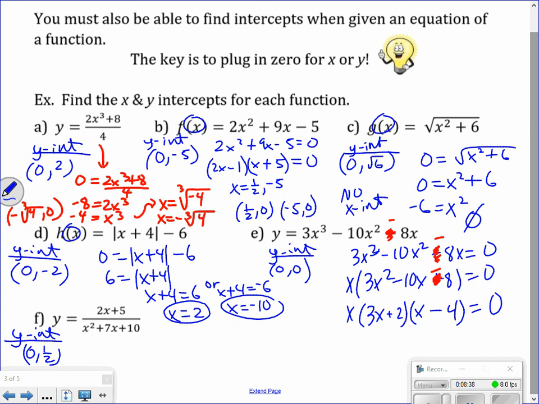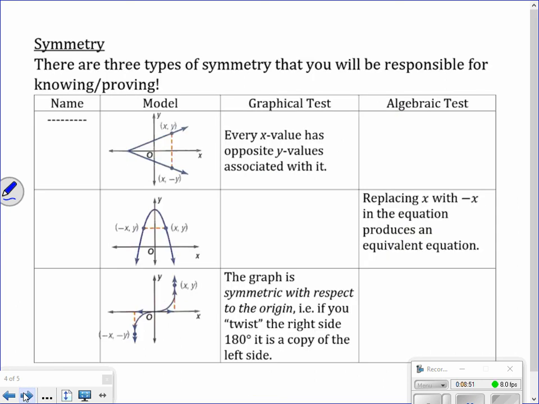All right, so I'm getting 3 x-intercepts. I'm getting 0, negative 2/3, and 4. And again, you could write them as points if you needed to. We already knew about the 0 one. All right, last couple pages here.